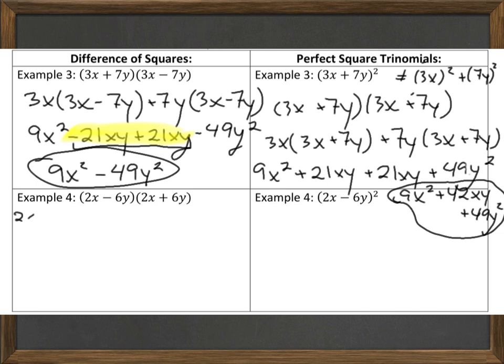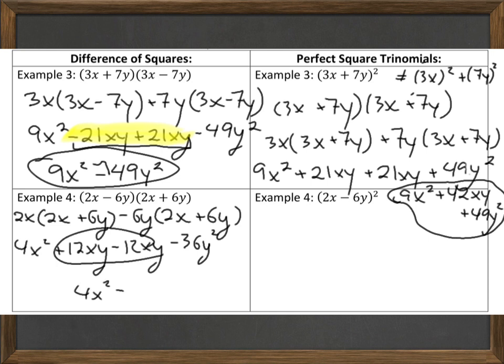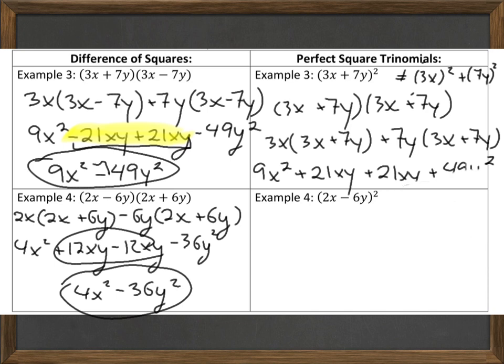So again, we're going to expand. So we have 2x times the quantity 2x plus 6y minus 6y times the quantity 2x plus 6y. So this gives us 4x squared plus 12xy minus 12xy minus 36y squared. Okay, again, these inner terms are going to cancel out because they have the same value and opposite signs. So our final answer is 4x squared minus 36y squared. Okay, so I'm going to erase this here because I want my room back.